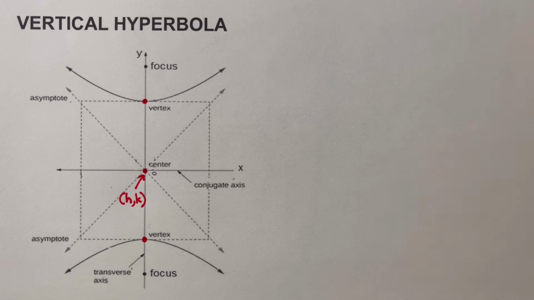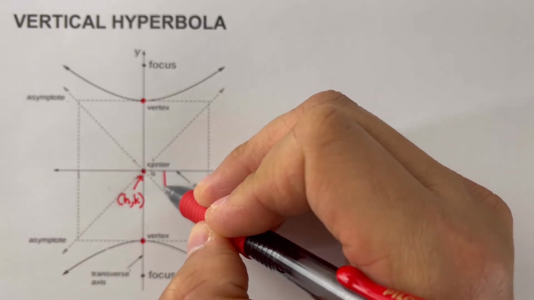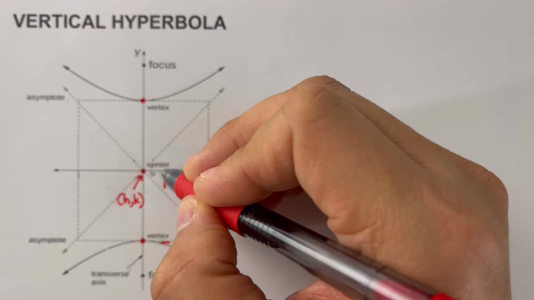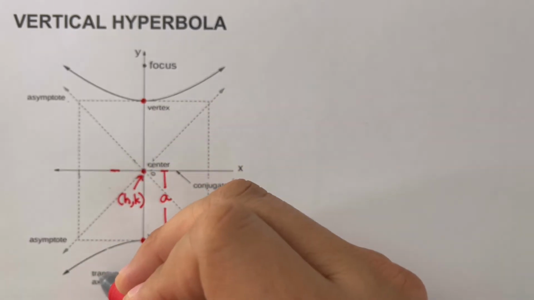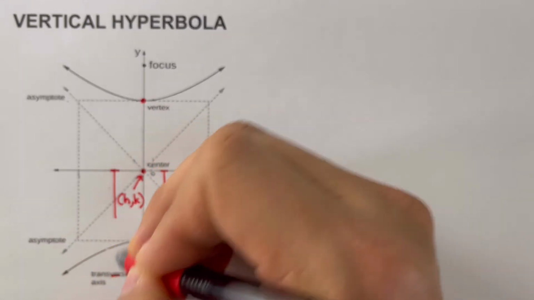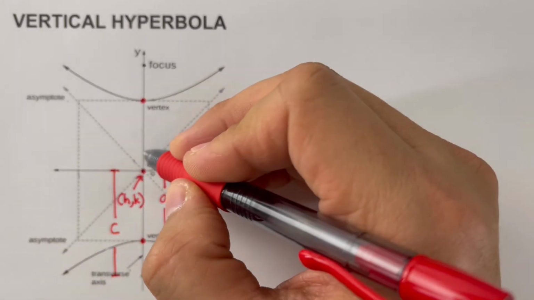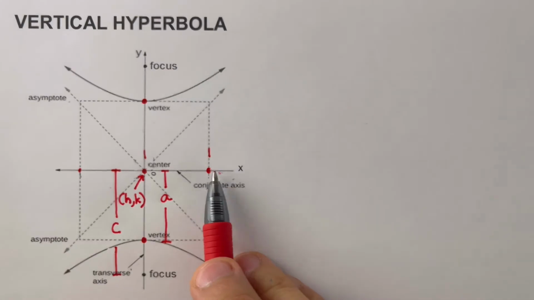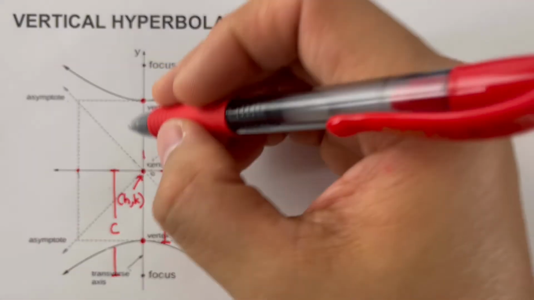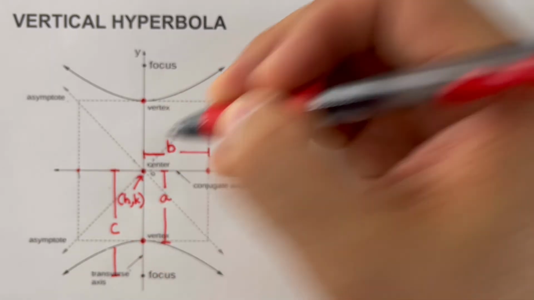We also remember that it's the same thing with the horizontal hyperbola. The distance from the center all the way to the vertex is represented as variable a, while the distance from the center all the way to the focus is represented as letter c. Now the distance from the center all the way to the co-vertex. By the way, there are two co-vertices here. So this is the first co-vertex. This is the second co-vertex. The distance from the center to the co-vertex is represented as letter b.